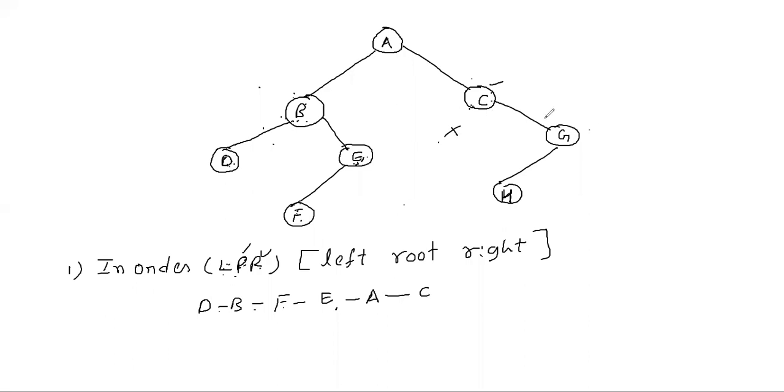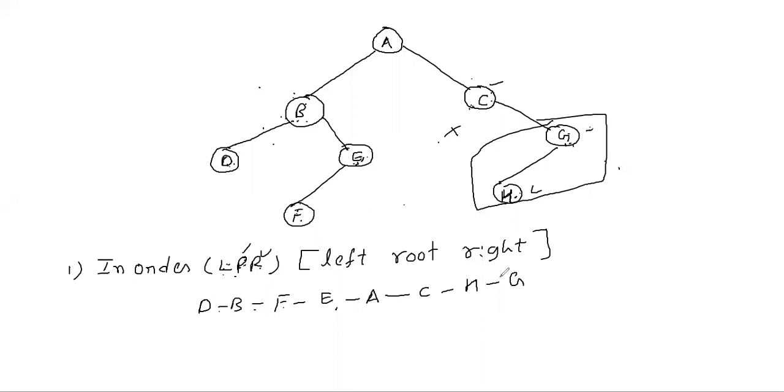Come to the right side now. What is on the right side? G is there. For G, again a subtree is there. Apply the LPR formula. What is G's left side? H. Next, left completed. Parent. What is the parent? G. So next, G's right side, what is there? Nothing will be there.